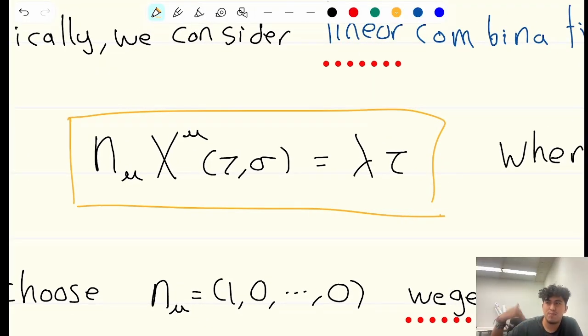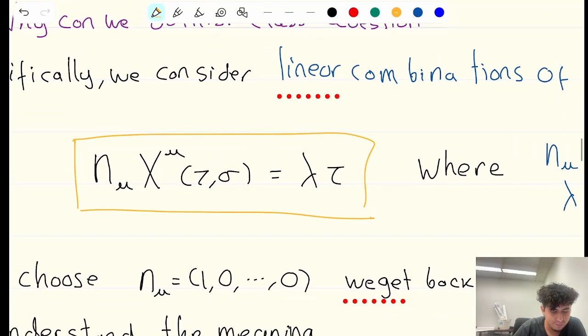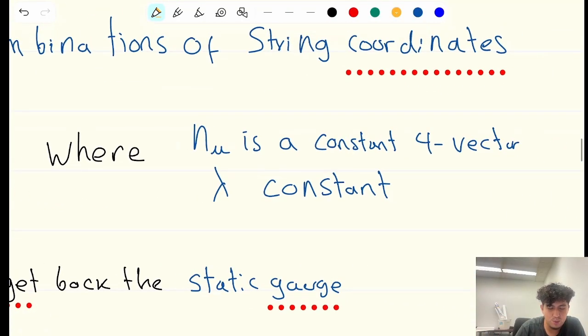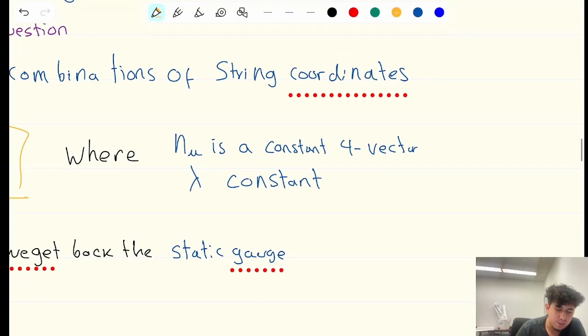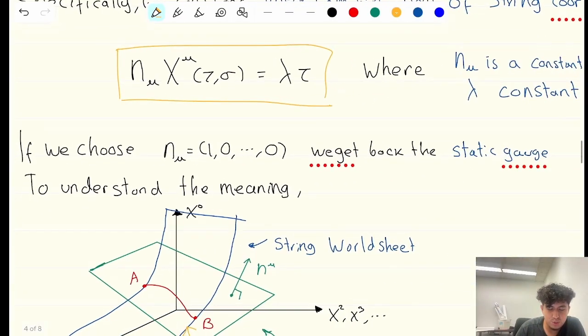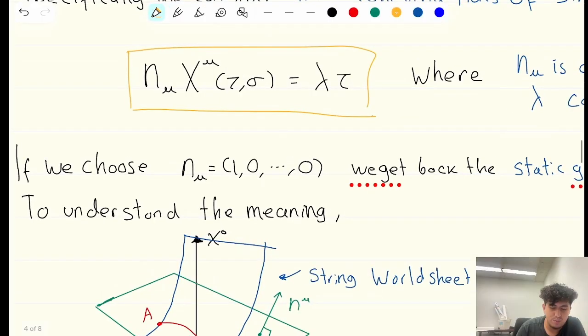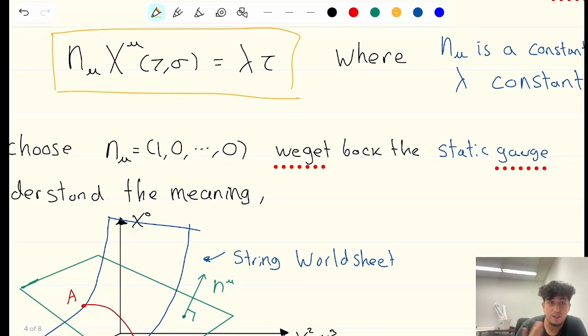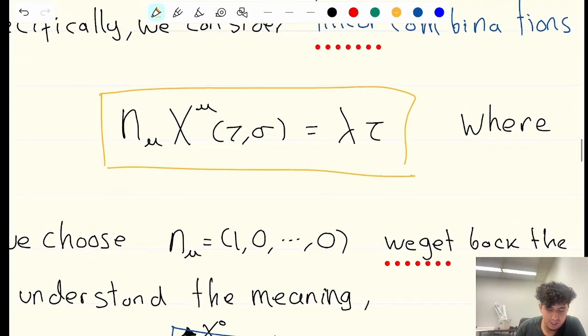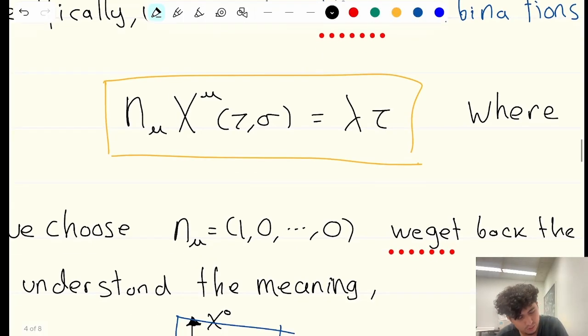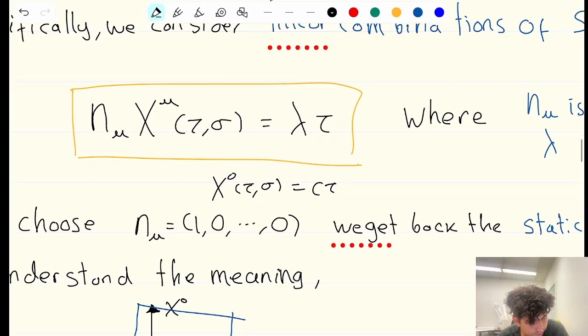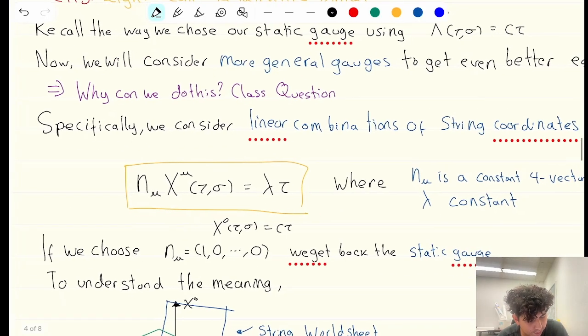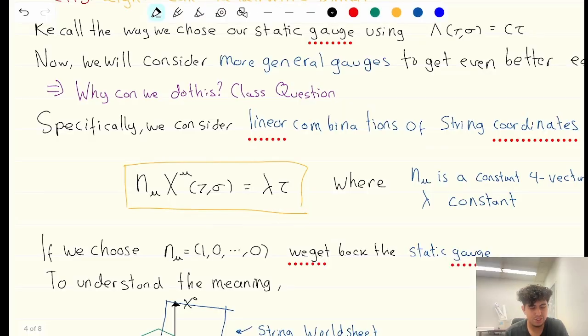So here we're going back a couple of lectures to where we introduced the static gauge and also the sigma gauge, and forgetting about those two, now we reintroduce it again. Here, n mu is a constant vector, and lambda is a constant. If you choose the normal vector to be (1, 0, 0, 0), we just get back the static gauge. Just try it, and you get back the usual X0(tau, sigma) equals c tau. Also you have to choose lambda to be c, but yeah, cool. That's how you get the static gauge.